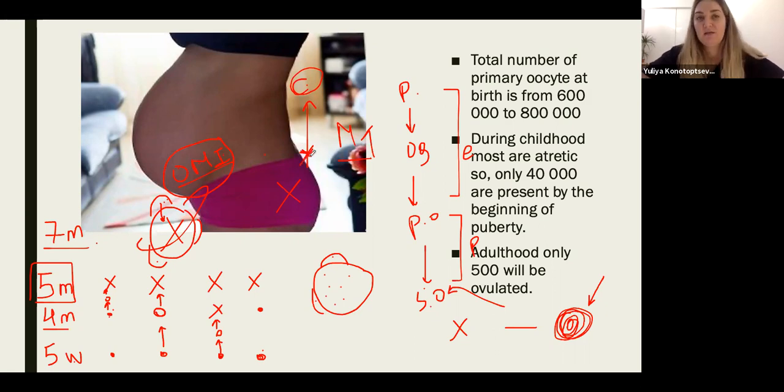What arrests it at the prophase? The OMI. Who makes the OMI? The follicular cell. The cell that surrounds the primary oocyte will be secreting the OMI. OMI keeps it at the prophase. It doesn't allow it to become a secondary oocyte.